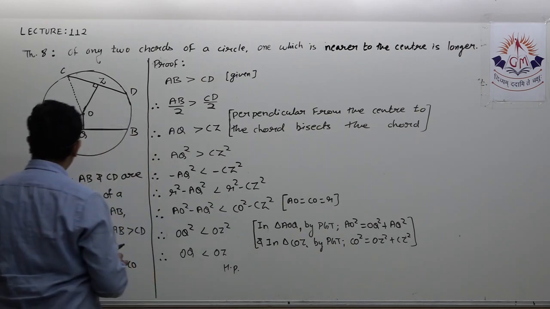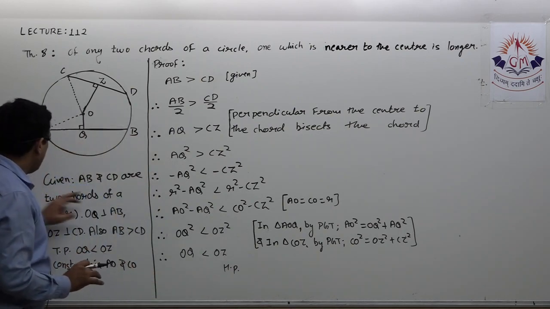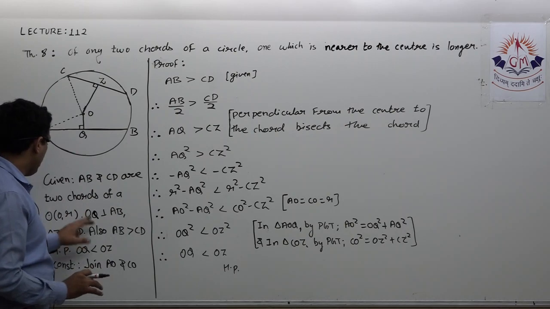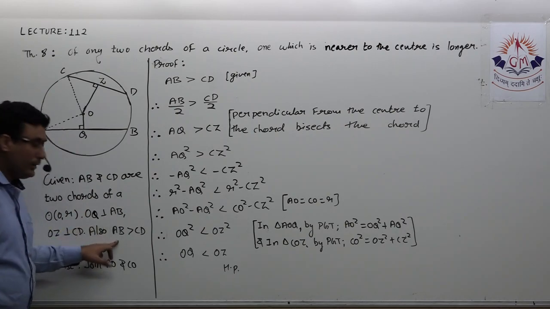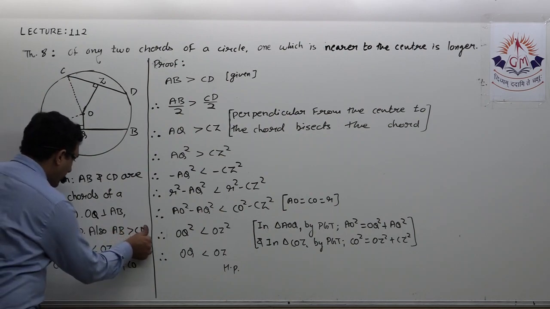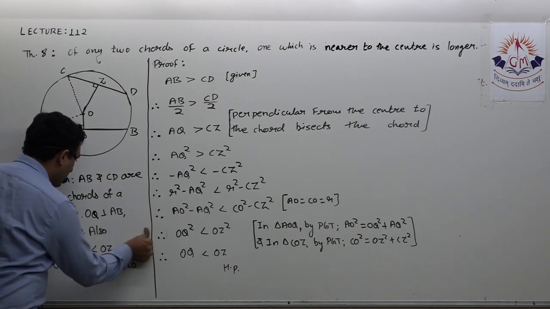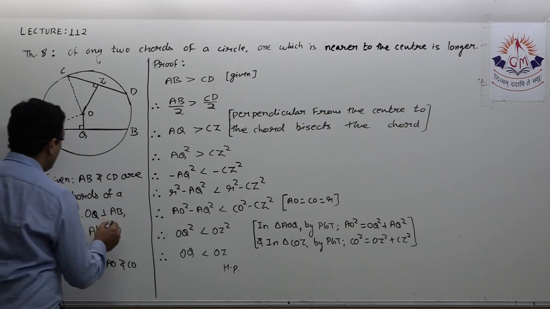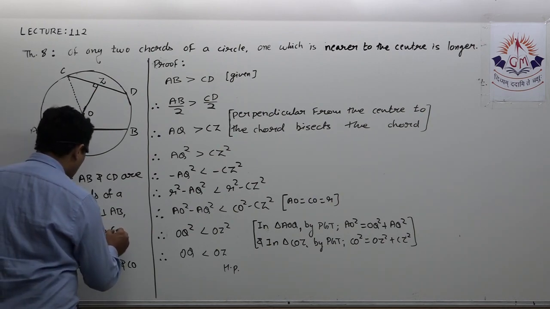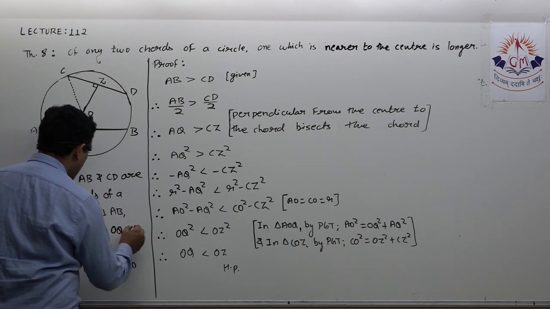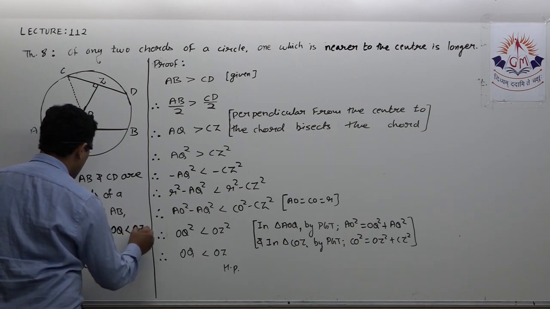Again the same diagram will work. Given AB and CD are two chords of a circle, OQ perpendicular to AB, OZ perpendicular to CD. Now AB greater than CD is not given. Here it is given OQ is less than OZ.